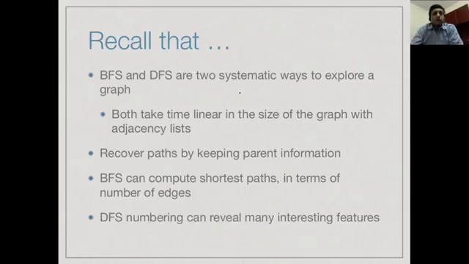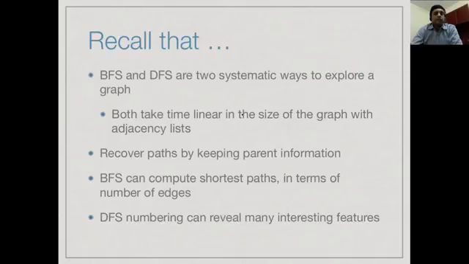So we have been looking at unweighted graphs, that is, sets of vertices and sets of edges where each edge is just a connection between two vertices. We have seen two systematic strategies to explore such graphs, breadth first search and depth first search. Both of these will be linear in the size of the graph if we use an adjacency list representation for the edges. We saw that while we explore a graph using either BFS or DFS from a given vertex, not only do we discover which vertices are connected to the start vertex, we can also recover the path back to the start vertex by keeping extra information such as the parent of each node we visit.